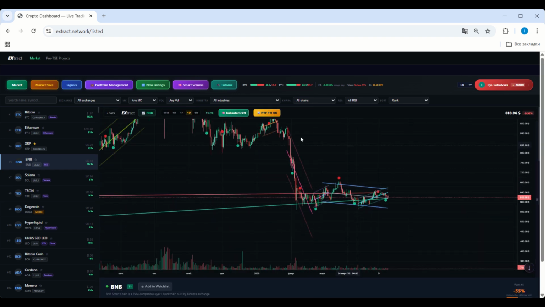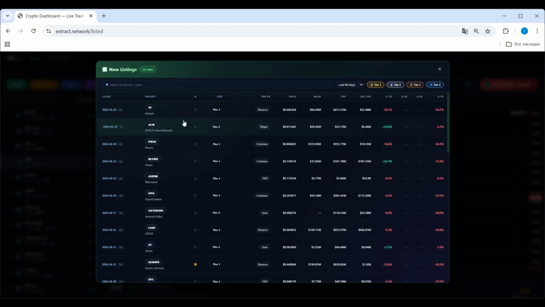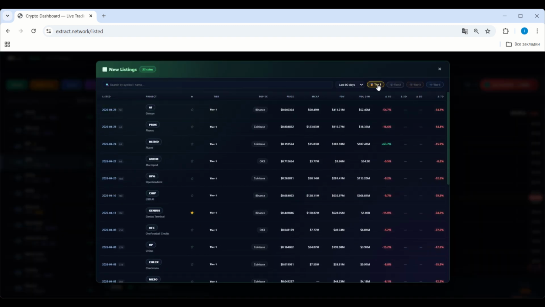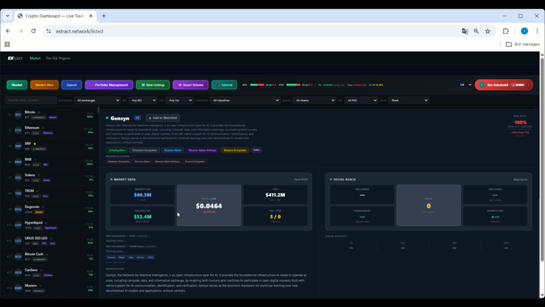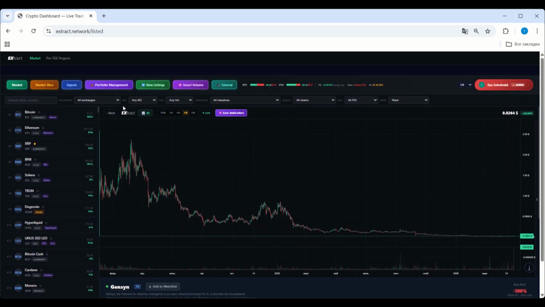Then you also have a new listing section, where you can see the new listings converted by tiers. It depends on the exchange. And you can open and see the description here as well, like all the cards.